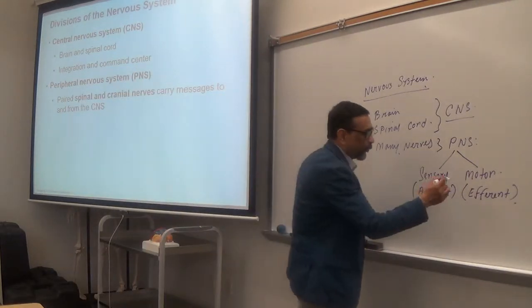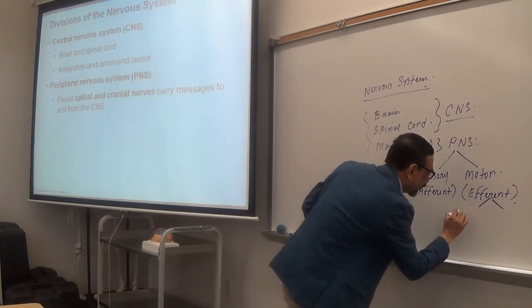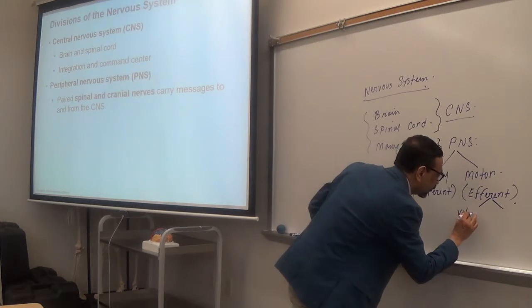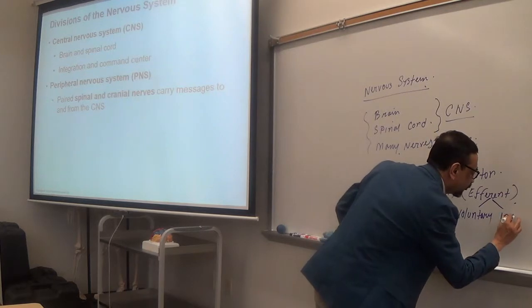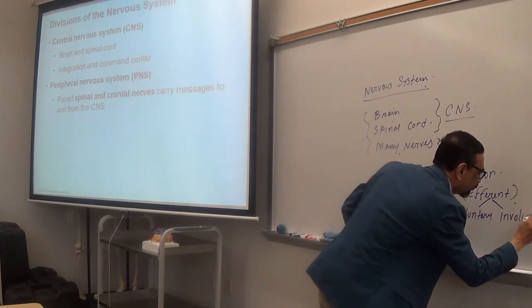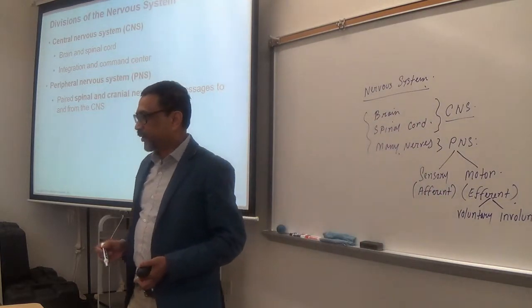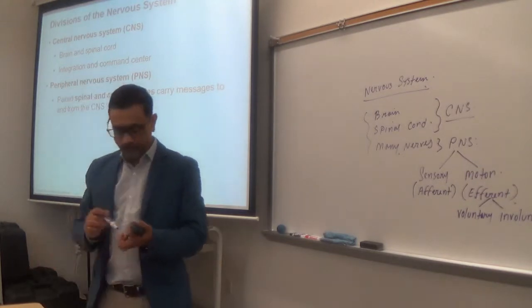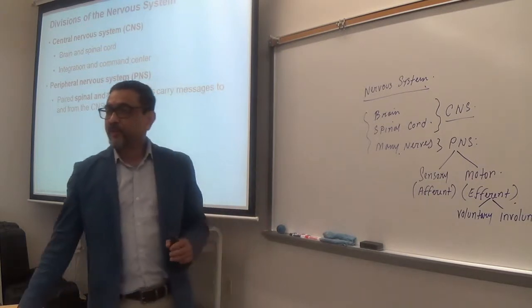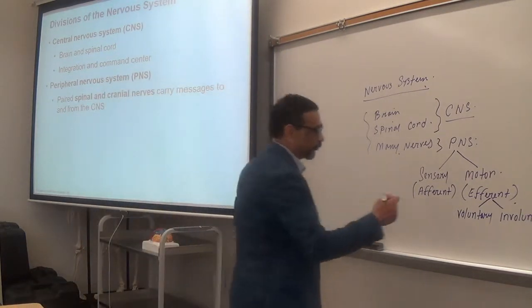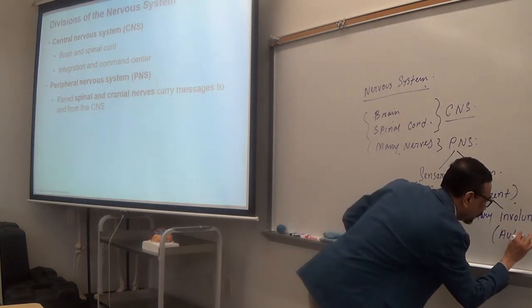Now, motor could be two types. Voluntary motor and involuntary motor. The motor could be voluntary motor, involuntary motor. Involuntary is also called autonomic. You know, auto means self, autonomic.